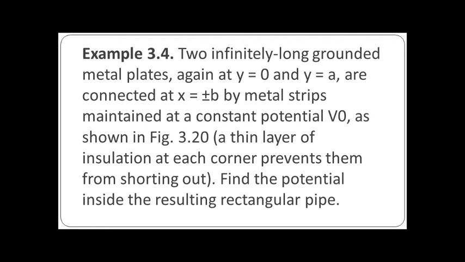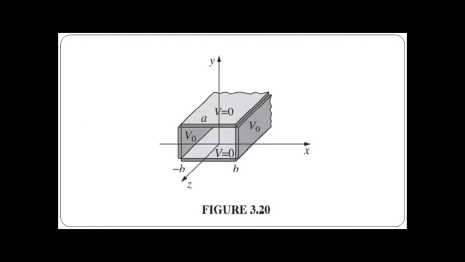So the problem is like this. Two infinitely long grounded metal plates, again at y is equal to 0 and y is equal to a, are connected at x is equal to plus minus b by a metal strip maintained at a constant potential V0, as shown in figure 3.20. A thin layer of insulation at each corner prevents them from shorting out. Find the potential inside the resulting rectangular pipe. You can understand this from the figure.